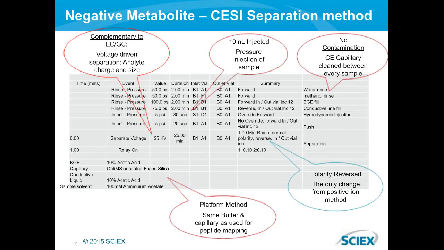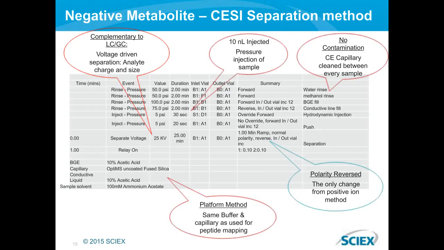Here you can see the separation voltage is very similar to the positive method I used. I used a pressure injection. In this case, it was a 30-second, 5 psi injection of sample, which is equivalent to 10 to 20 nanoliters of sample on column. The same capillary was used, so for both methods I've used a bare fused silica capillary. The same background electrolyte was used, so surprisingly enough, I never changed the background electrolyte solution. In this case, I used 10% acetic acid as a background electrolyte.